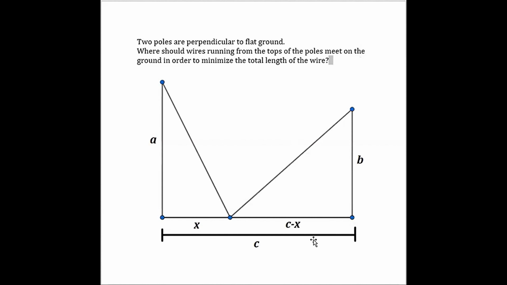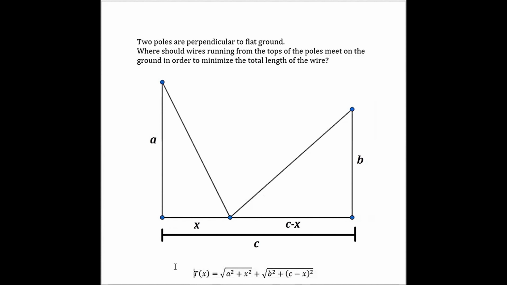That will have to be greater than 0, because if it's not, then you have no space between the two poles. The two poles are the same, and there's no place for them to meet. The distance from the base of the pole with height A to where the wires meet is x, and so what's left over, c minus x, is the distance from the base of the other pole to the meeting point.